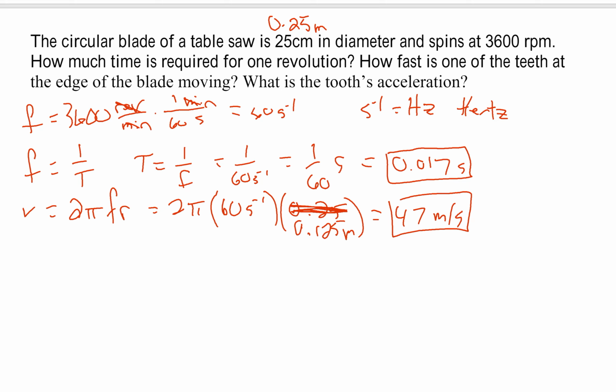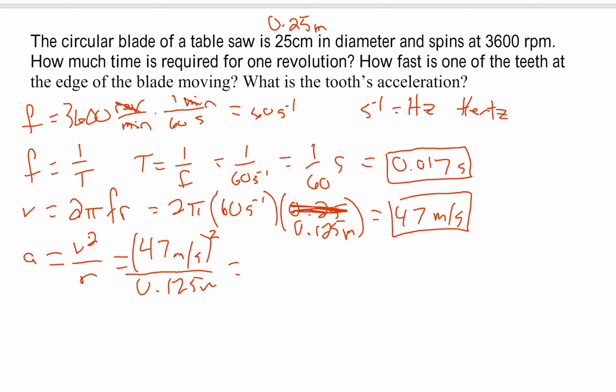All right, so now let's see. How fast is one of the teeth? That was velocity. What is the tooth's acceleration? Okay, so acceleration equation. We know the period, we know the frequency, and we know velocity. We could use any of the 3 acceleration equations that we have. We can use v squared over r. Perfectly fine. We know the calculator's answer for velocity. We would use that instead of the rounded one. So I'm writing 47, but I'm using the calculator's answer instead. 47 meters per second, squared, divided by the radius, which is, remember the radius, 0.125 meters.